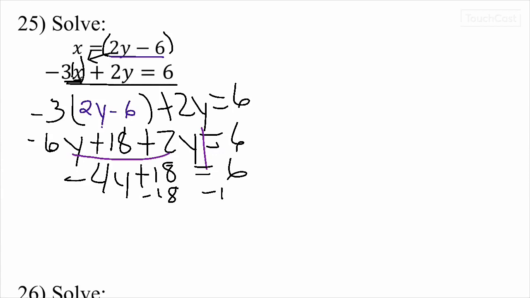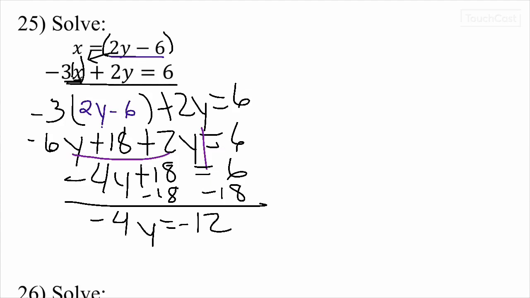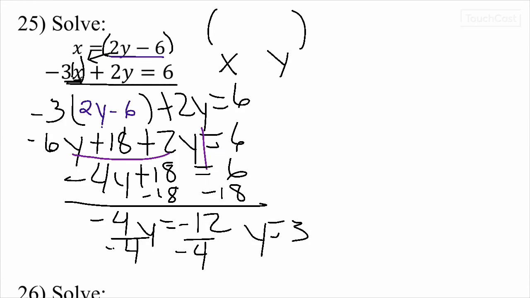Easy peasy solving now. So I get negative 4y equals negative 12. Divide by negative 4. And then y equals 3. Now, you should know that my answer is going to look like a point. And the point is x and y. So the 3 goes into this part of the point. I still have to find x. So finding x is the next chore.